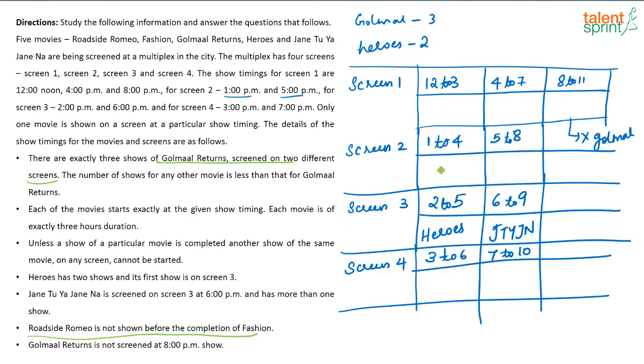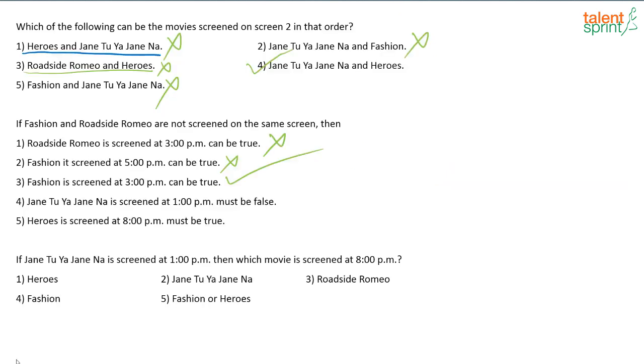So jane tu ya jane na at 1 p.m., right? I think in the previous question when we solved, we got this as one of the correct options. It is possible, so it must be false will not be true. You can just go back to the previous question in the archives and check. Okay. Now, heroes is screened at 8 p.m. must be true. It needn't be true, right?